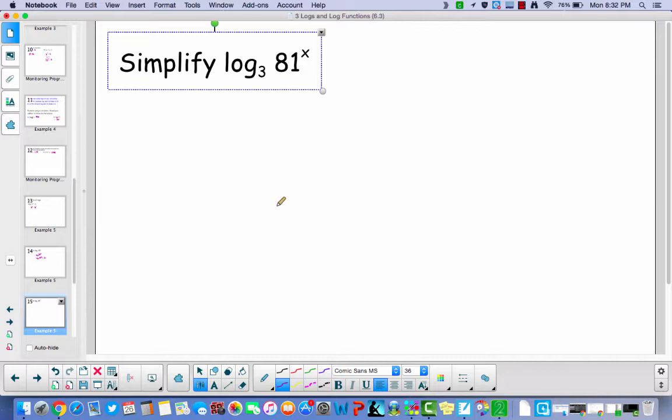You try this one, please. Okay? Compare with your side partner. What did you write 81 as? Right, 81 is 3 to the 4th power. But I still have that to the x. Again, remember power to a power, so I multiply. Now my bases are the same. I'm taking the log base 3 of 3. What does that have to equal? It has to equal that exponent. It has to equal 4x.